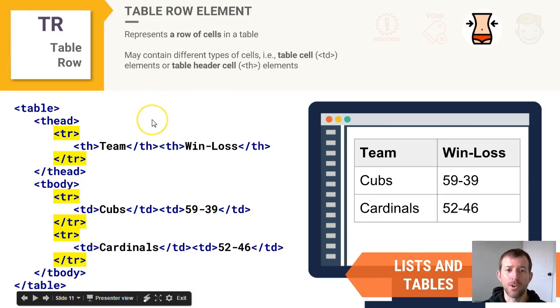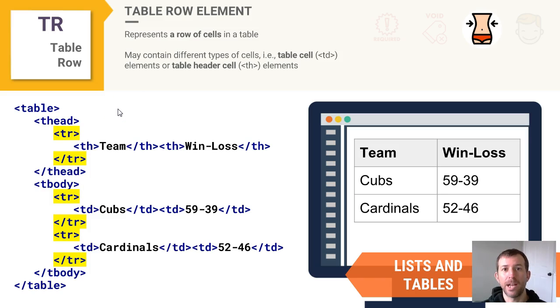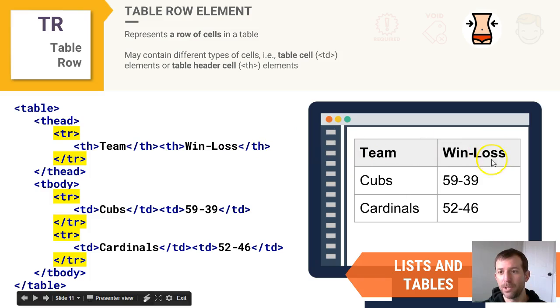So TRs are used throughout, both in the body and the head. That stands for table rows. You can think of a row as something that goes left to right and then has a line break at the end. So this is a row where it says team, win-loss. Cubs 59-39, that's a row. Cardinals 52-46, that's a row.